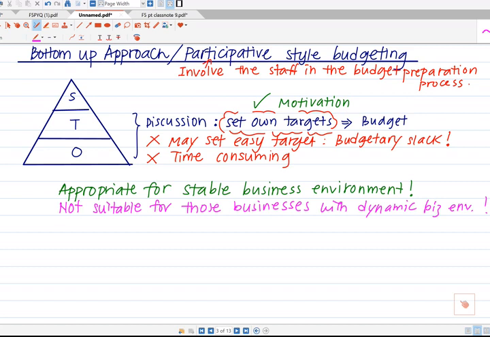Are you okay? So you can tell from your business, right? Is your business very similar to the previous year? If yes, it's a stable business environment. If your business keeps on changing from year to year, that means you are dynamic. Dynamic means sometimes up, sometimes down, we are not sure. So a dynamic business is usually not appropriate to use the bottom-up approach. Next.